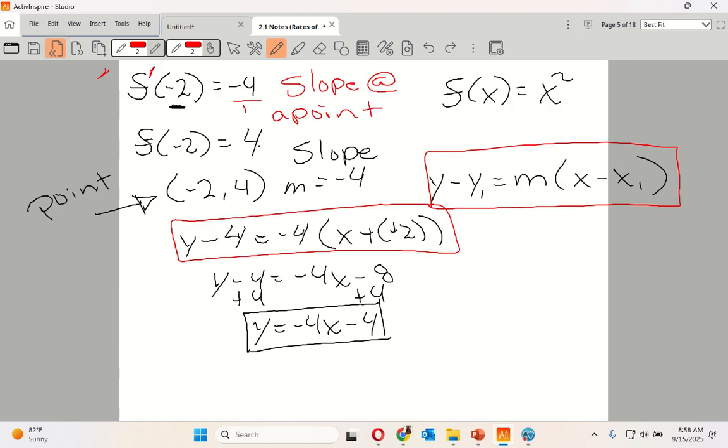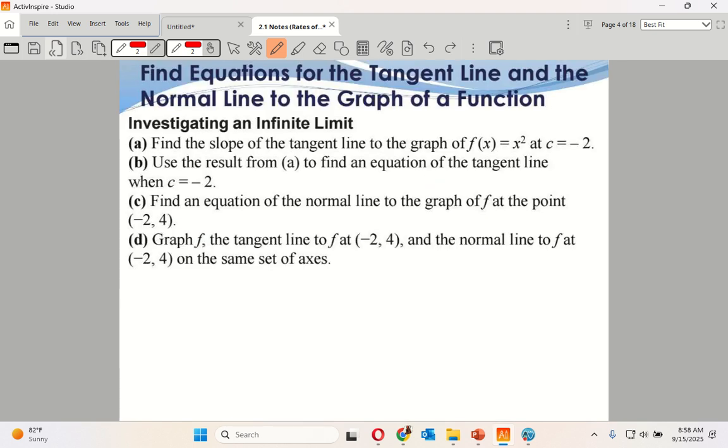So I had another part to his question, right? Good questions though. Find the equation of a normal line at the point -2, 4. Now, what do we say the normal is? The opposite reciprocal of the slope, right? So that means if my f was x squared, f prime of -2 was -4, and then perpendicular to that is the opposite reciprocal.